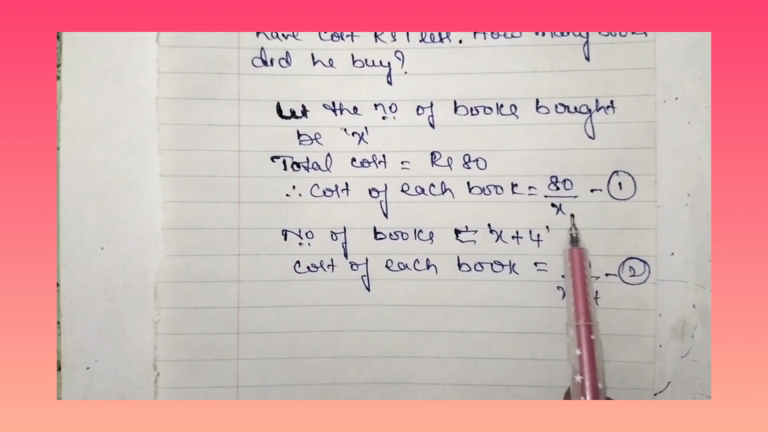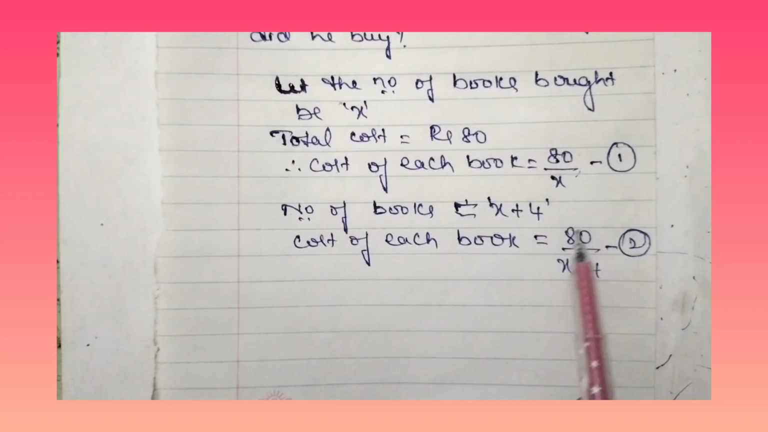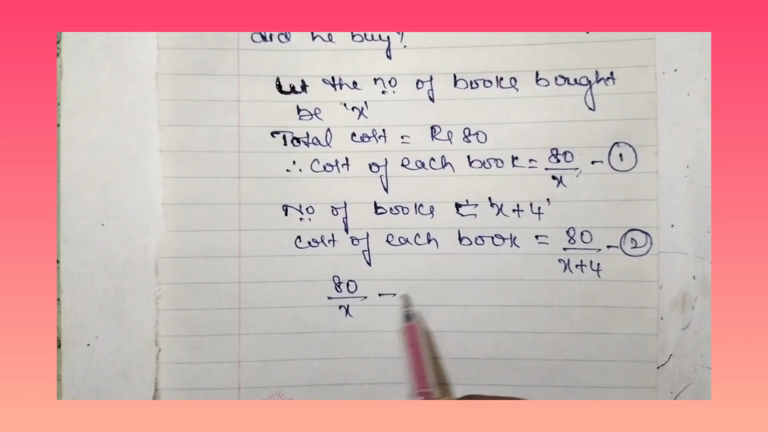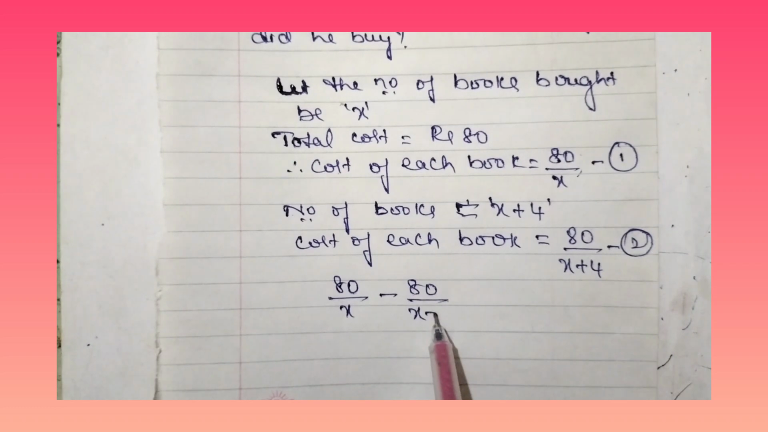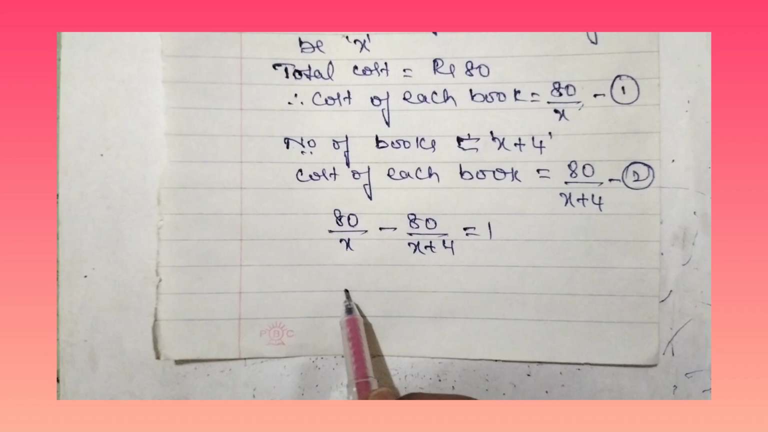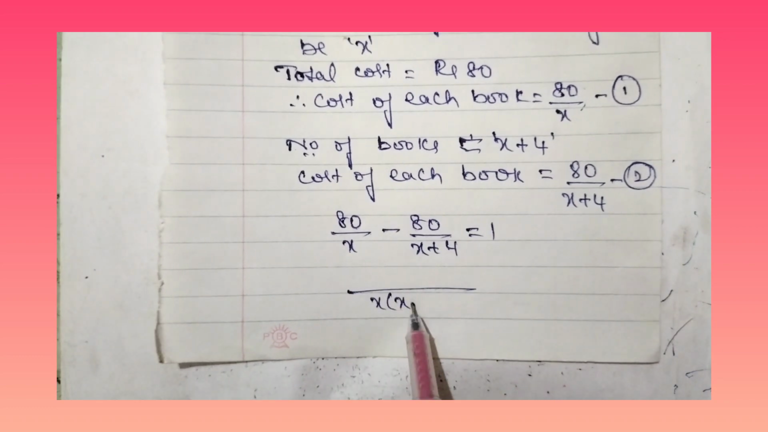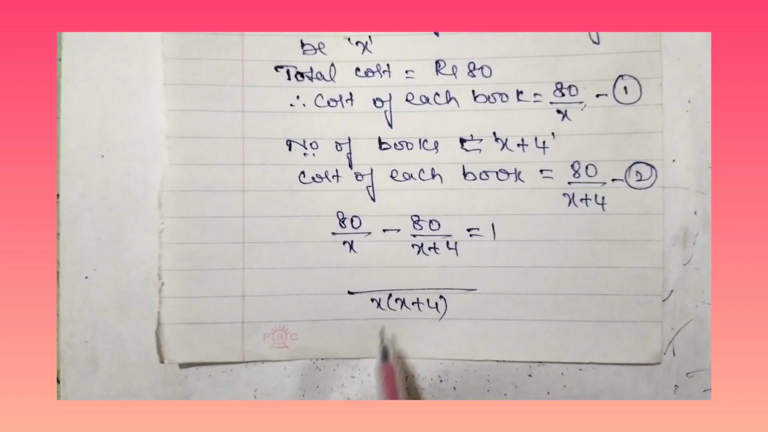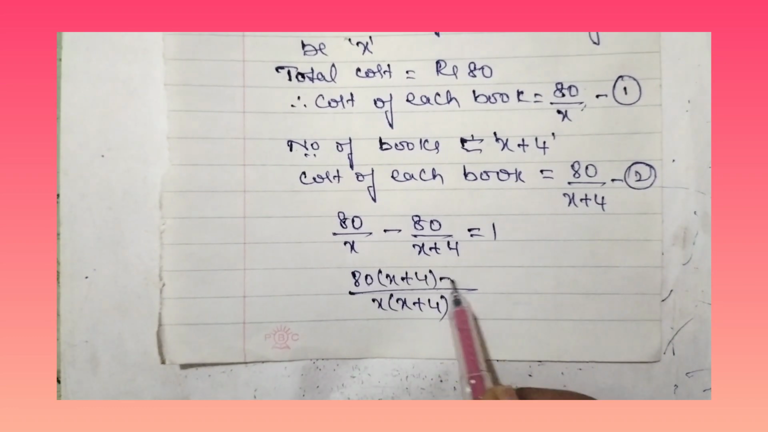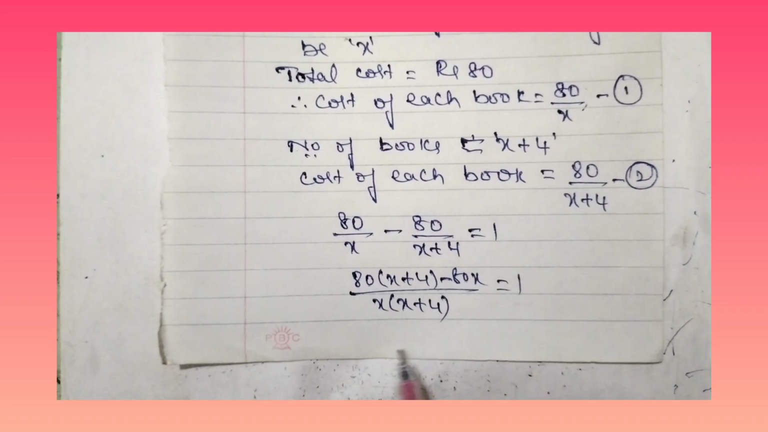If he bought x number, he has to pay 1 rupee more. If he bought x plus 4 instead of x, he has to pay 1 rupee less. That means this cost is more and this cost is less. So 80 divided by x minus 80 divided by x plus 4, the difference is equal to 1 rupee. Now take the LCM. x into x plus 4, the denominator itself is the LCM. Cross multiply: 80 into x plus 4 minus 80x is equal to 1.